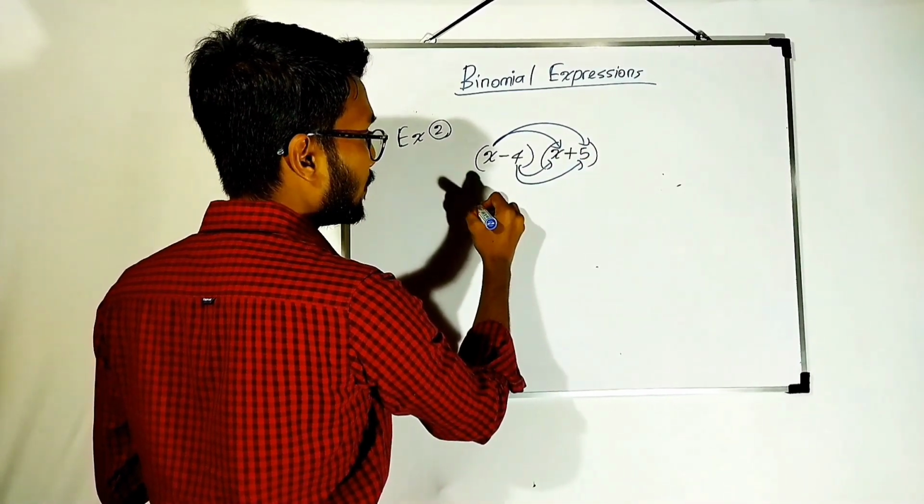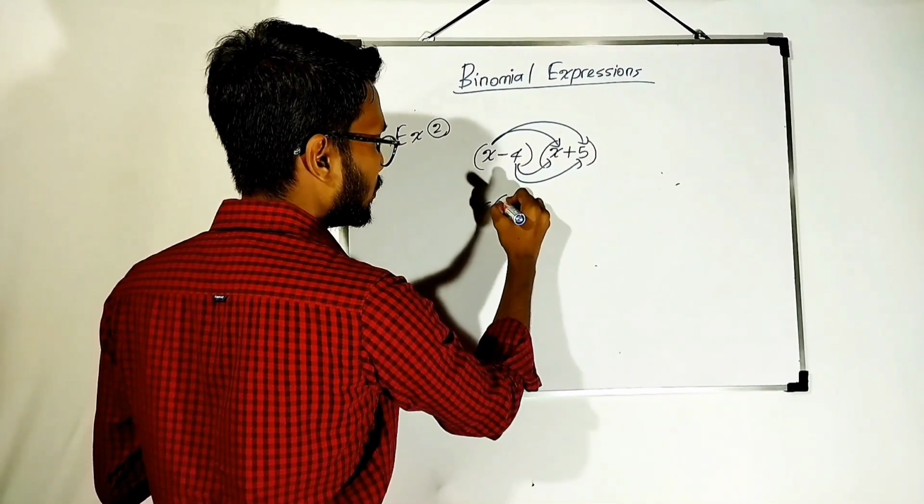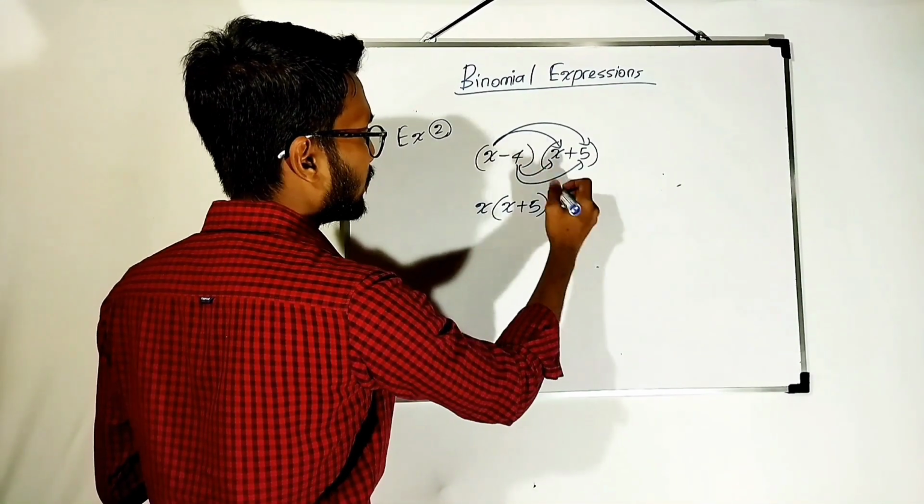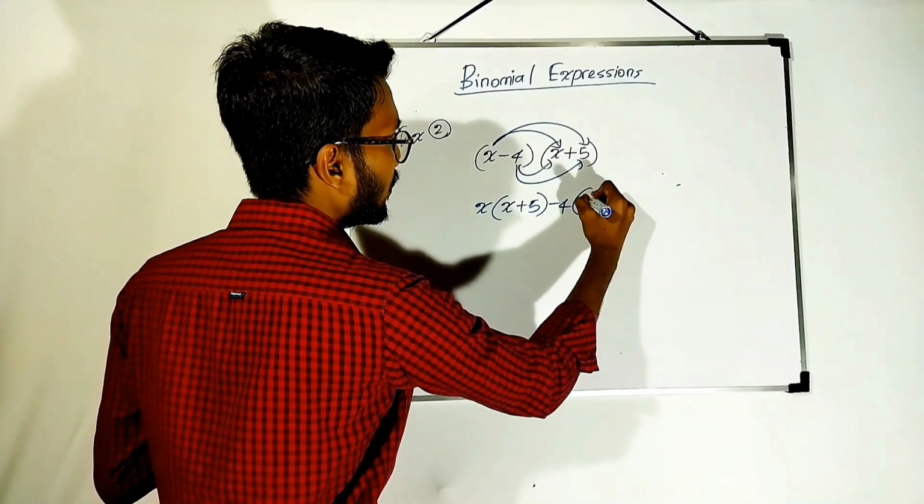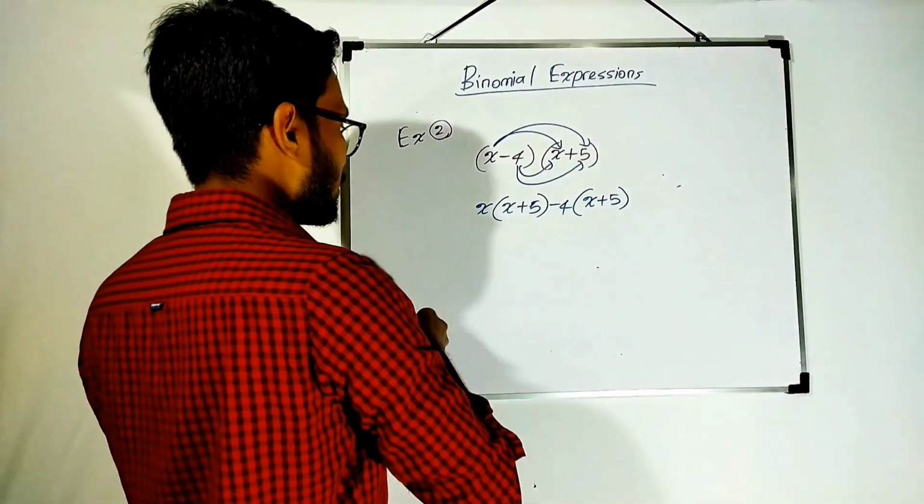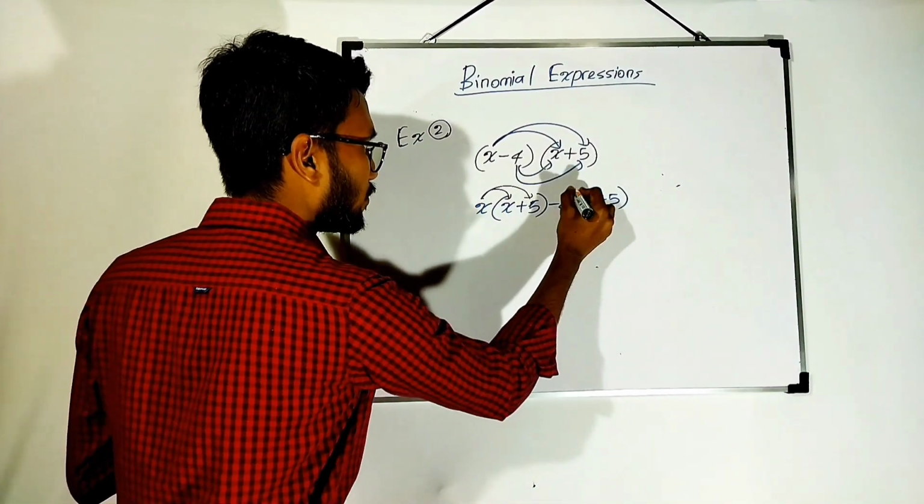Here x needs to multiply by x plus 5. Here x needs to multiply by x and plus 5, therefore put that bracket x plus 5. And minus 4 needs to multiply by x plus 5. Now we need to multiply this: x into x and x into 5, 4 into x and 4 into 5.